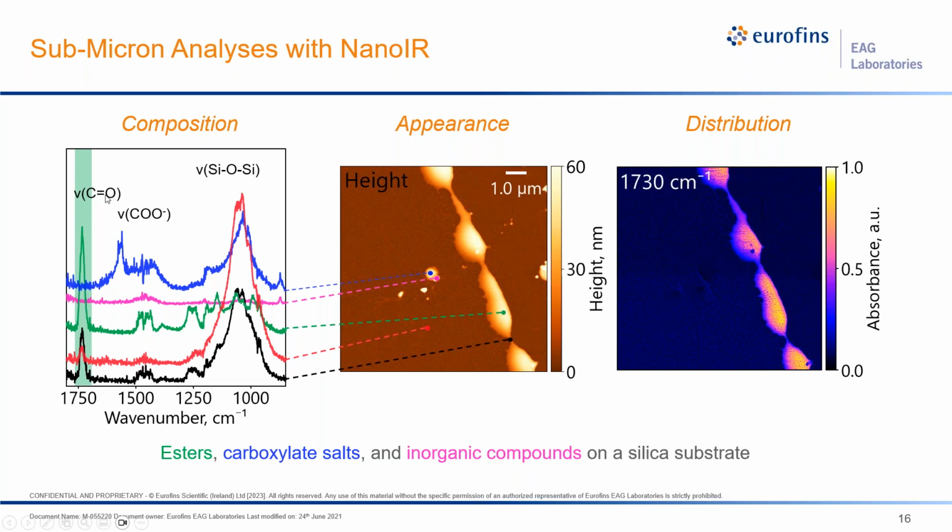And if we take just this carbonyl bond at around 1730, what we can see is that if we map it out, it's mostly concentrated within this film-like structure. All of the other features show basically no absorbance. So again, we're looking at three things: the composition with spectra, the appearance with the AFM images, and then the distribution with the chemical maps.